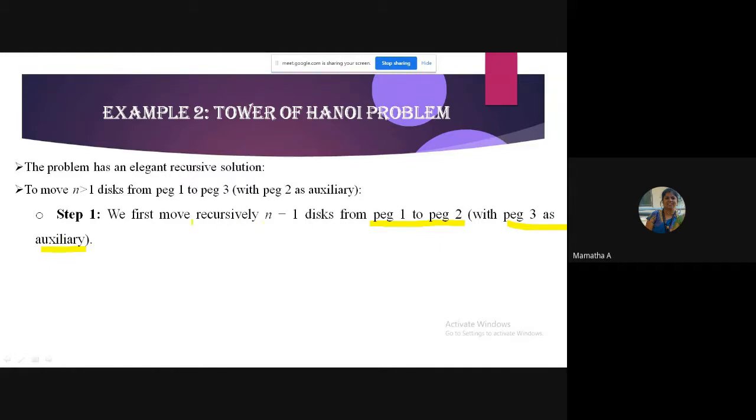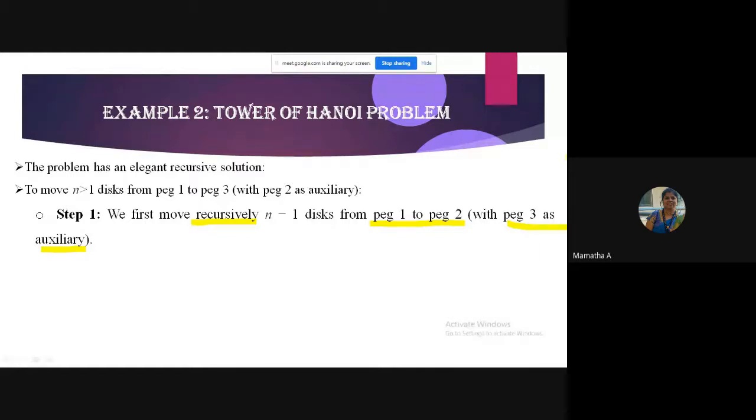My job is done recursively, but I have to move. That's a different issue, but writing up the solution algorithm will become very easy for you. So I have to move all the topmost n minus 1 disks from peg 1 to peg 2, taking peg 3 as auxiliary. What's the next step, students?